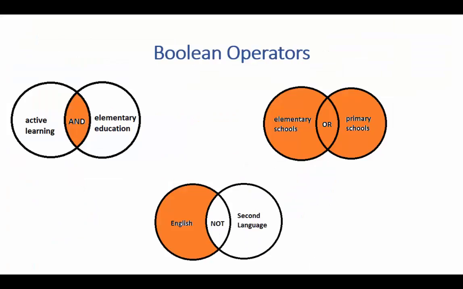You can create a powerful search by combining your terms with Boolean operators. Boolean operators include the small connecting words and, or, and not. In these diagrams, the areas shaded orange indicate what you'll retrieve in your search results using each of the operators.